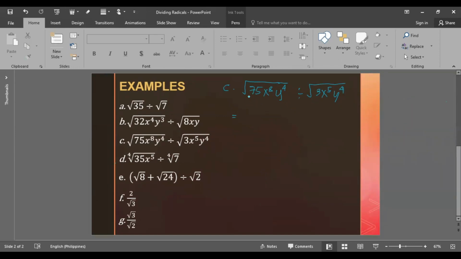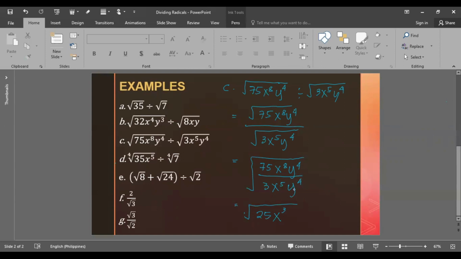Let's have letter C. The square root of 75x raised to 8 y raised to 4 divided by the square root of 3x raised to 5 y raised to 4. And it can also be written in this form. Then, combine the radicands. Then simplify the radicands. 75 divided by 3, it's 25. Next, x raised to 8 divided by x raised to 5. Get the difference of the exponents, it's 3. X raised to 3, and we put here on the numerator.